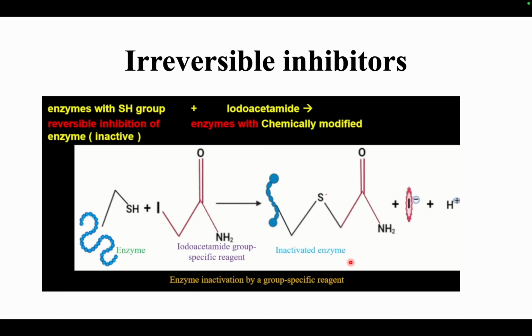So iodoacetate, as we studied in the previous class also, will modify the cysteine group, that is the SH group on the cysteine amino acid. This is also a type of irreversible inhibitor, or we can say chemical modification, where the SH group of the cysteine is chemically modified, that is the SH functional group is destroyed by iodoacetamide, and it leads to inactivation of the enzyme, as you can see here. So iodoacetamide is also an example of an irreversible inhibitor.